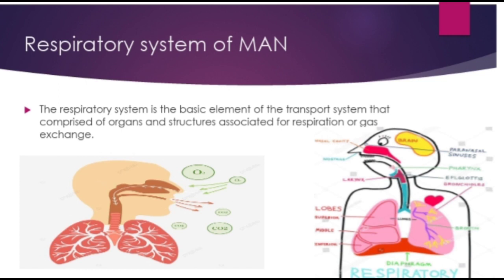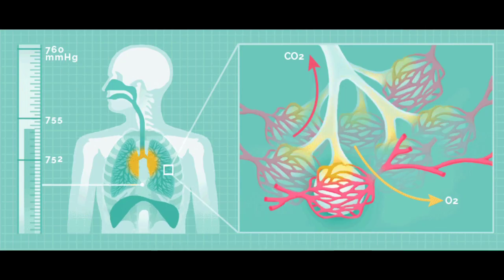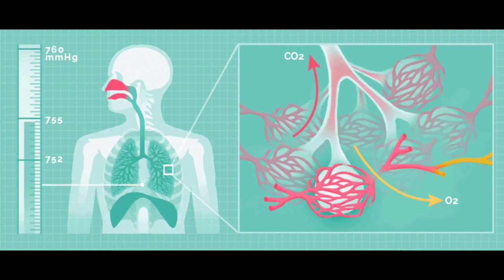The respiratory system is the basic element of the transport system, which consists of the set of organs and tissues involved in the uptake of oxygen from the atmosphere and the release of carbon dioxide generated during aerobic respiration. Simply, we can say that the respiratory system is responsible for the exchange of gases between body fluid and outer environment.